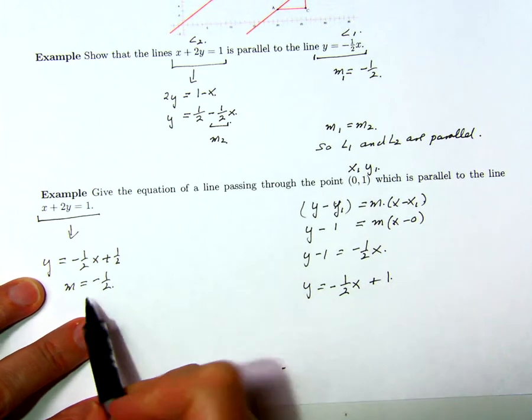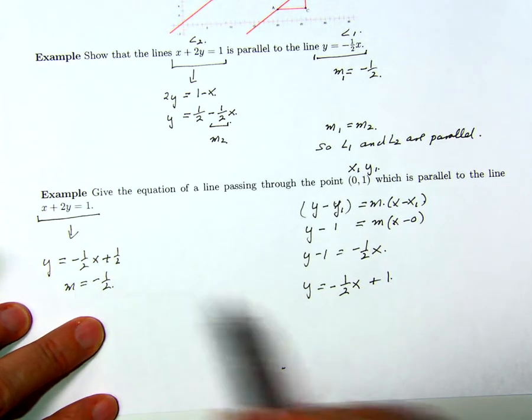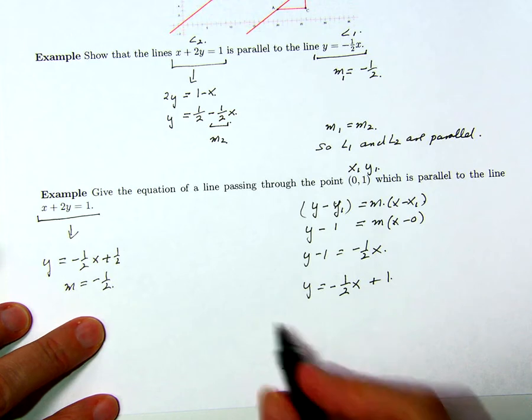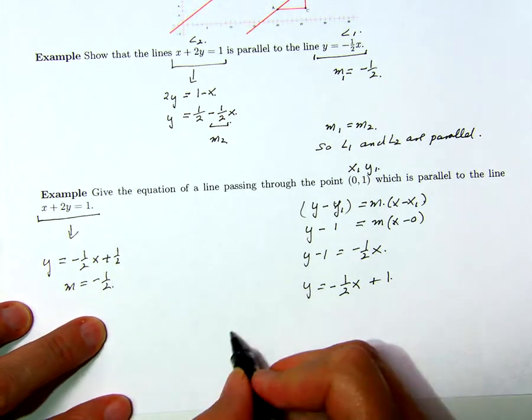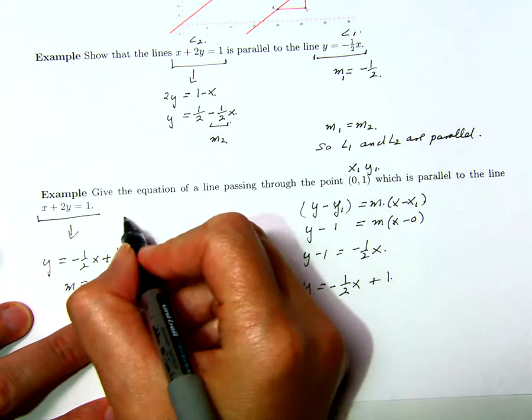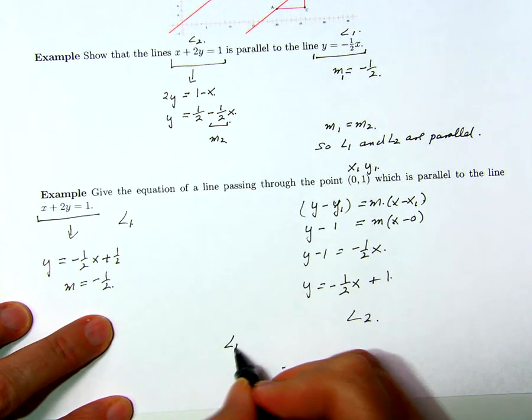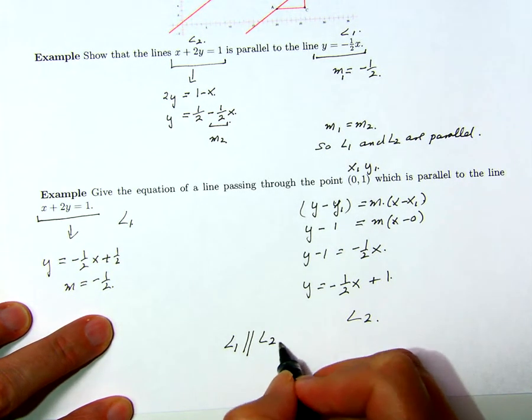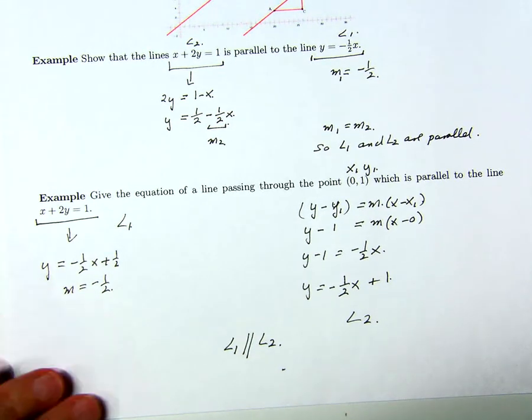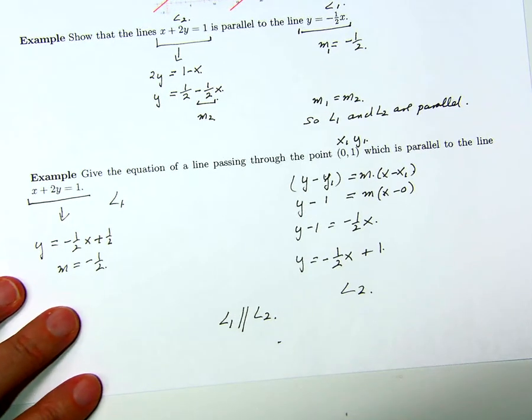So it's not the same as this line, but this is a line parallel to this one. Sometimes, if we call that line L1, that line L2, and we want to say L1 is parallel to L2, we use that shorthand notation to denote that they're parallel.